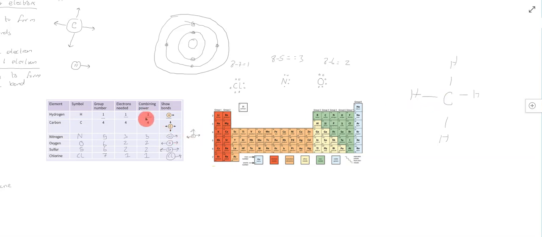By using combining powers, that's how you can start to work out, if you have carbon and nitrogen, for example, or oxygen and nitrogen, how these atoms will combine together. What kind of bonds will they form? That's what this is leading up to, and it's giving you an indication of how you can use the periodic table to make predictions about how different atoms will form particular types of bonds with each other.